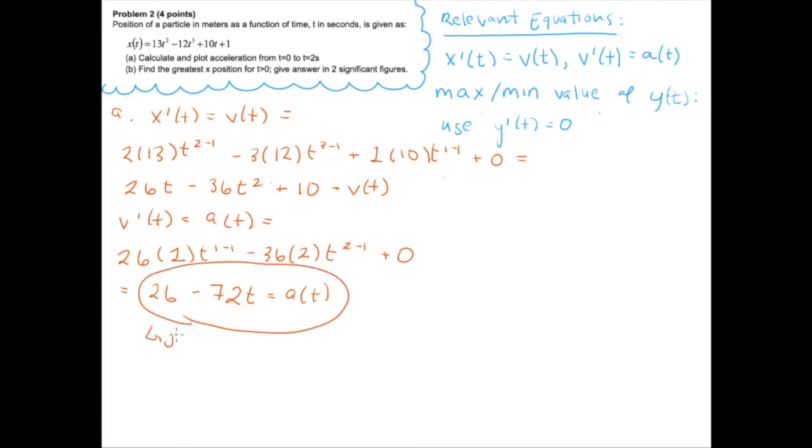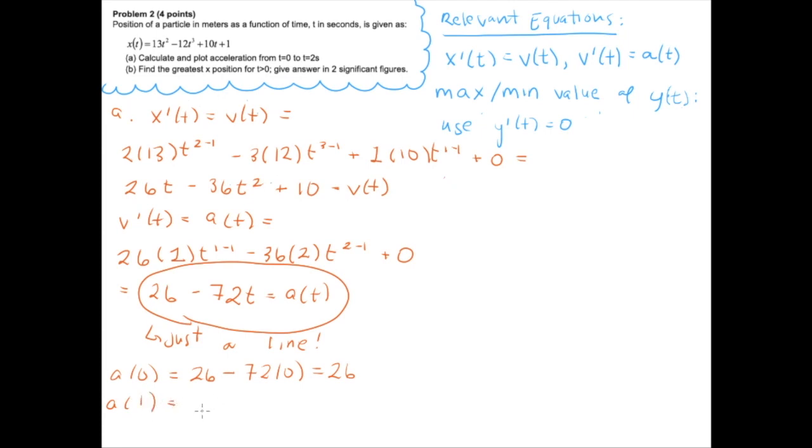So we've already done the first part of part A, which is calculate the acceleration. That's the acceleration. And now we're going to plot that line. And the easiest way to do that is just to find a couple points. So I'm going to find the acceleration at t equals 0, 1, and 2. So a of 0 just equals 26.